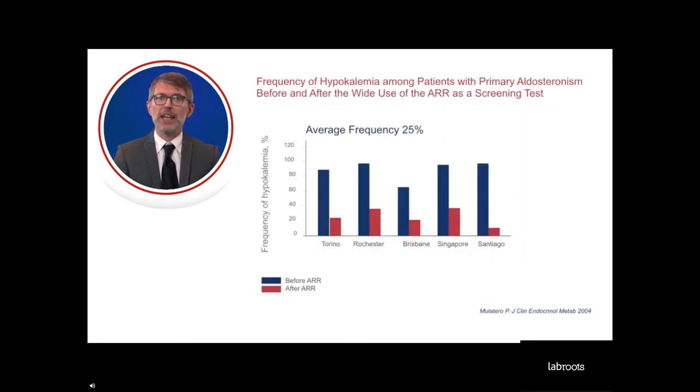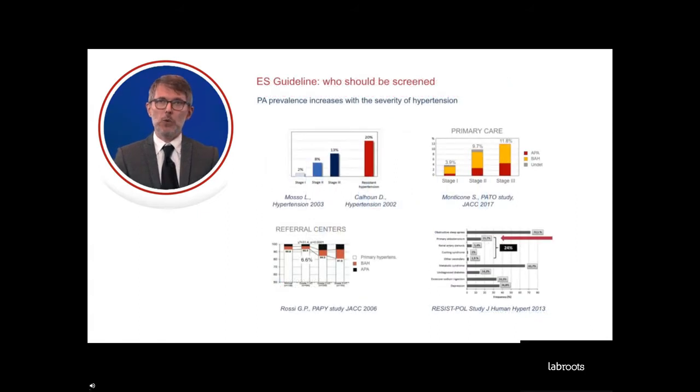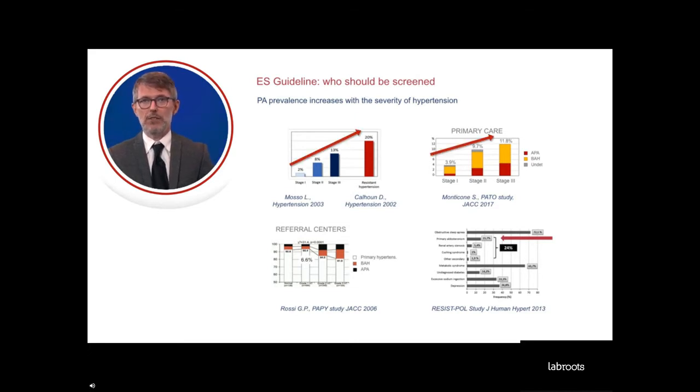But we should not forget that in most cases, at presentation, patients with primary aldosteronism are normokalemic. Only 1 out of 4 of these patients is hypokalemic at presentation. So we should not require hypokalemia in all of our hypertensive patients. We said grade 2, 3, or resistant hypertension. This is because the prevalence of primary aldosteronism increases progressively with the increase of blood pressure level, reaching 15 to 20% in patients with resistant hypertension.